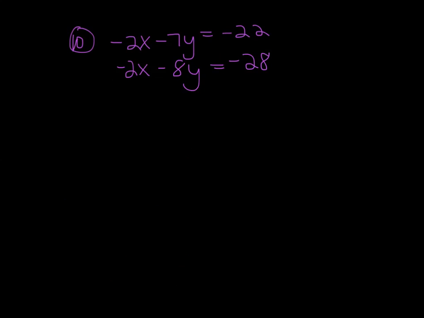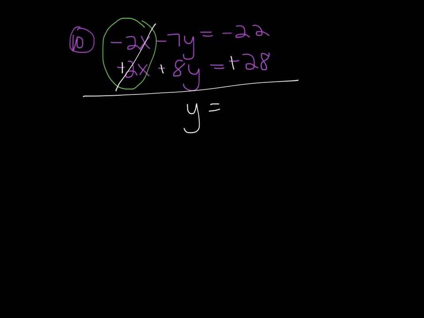Okay, number 10, we see that our x variables have the exact same coefficient. So we're going to go through and we're going to change the signs of all of the things on the bottom equation. And now we're going to add them together. Hasta la vista, x's are gone. Add our y's, we get 1y, or just y. Negative 22 plus 28 is 6, so I have y equals 6.